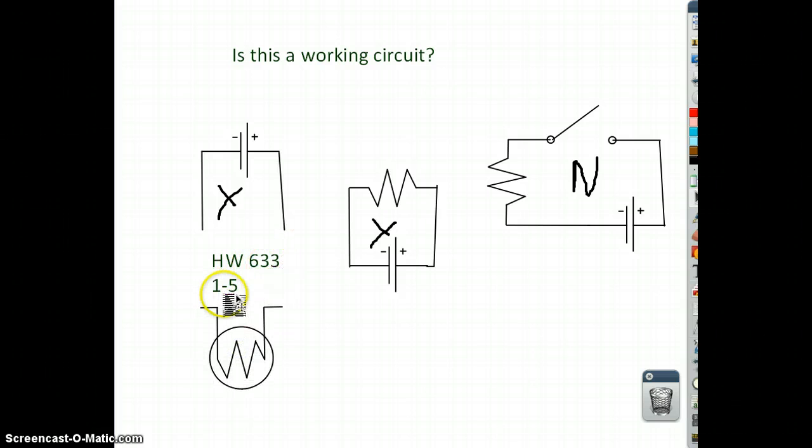Homework, 633, 1 through 5. And on these questions, don't overthink them. They're not very deep cerebral questions. All right? Good luck.